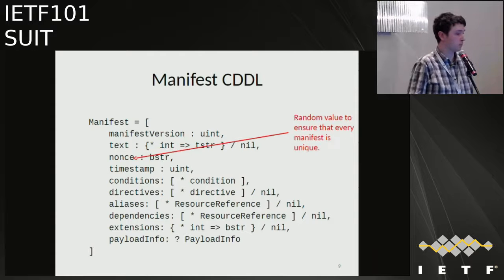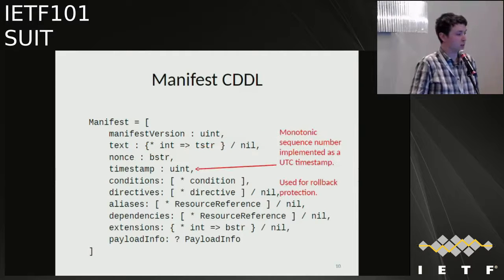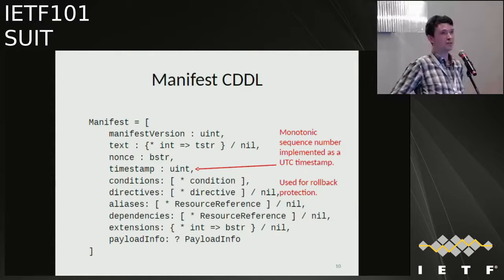Next slide, please. This is just a random value, the nonce, to guarantee that every manifest is unique. Next slide, please. There's been some debate about this one. Ideally, this is a monotonic sequence number. We've called it a timestamp because that provides a convenient way of ensuring that it is a monotonic sequence number. Next slide, please. You want comments on that? Or do you want comments? Sure, comments. Stop me anytime.